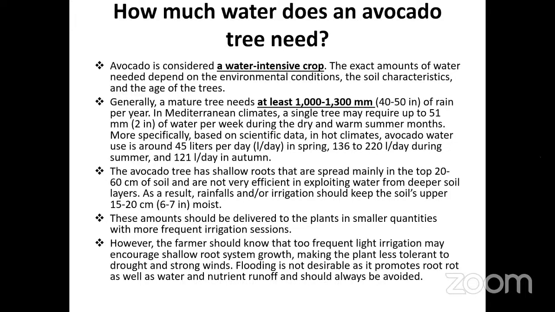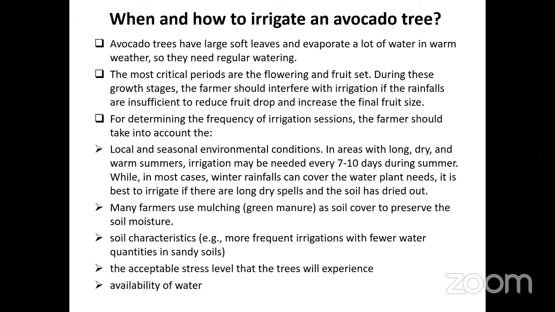When to irrigate? I have mentioned that, especially those two periods of flowering and fruit set, where irrigation is very important, and it can stop and reduce the fruit drop and increase the final fruit size, and consequently the production. There are also some tools to measure if your soil needs to be irrigated or not. There is some equipment, one of them the tensiometers, and so on.